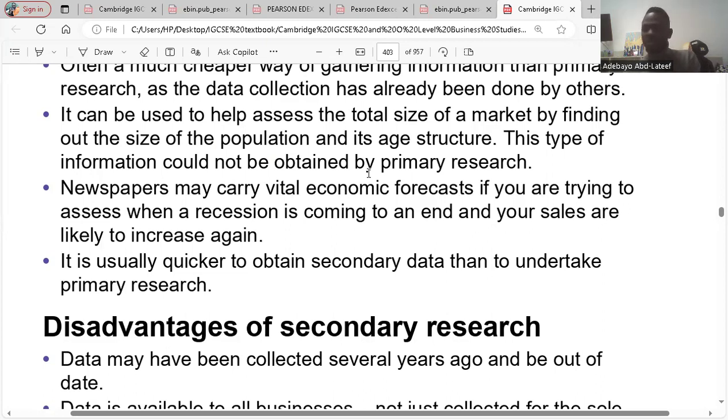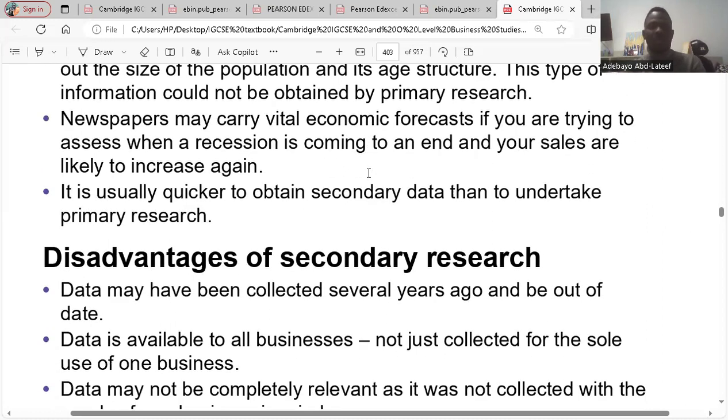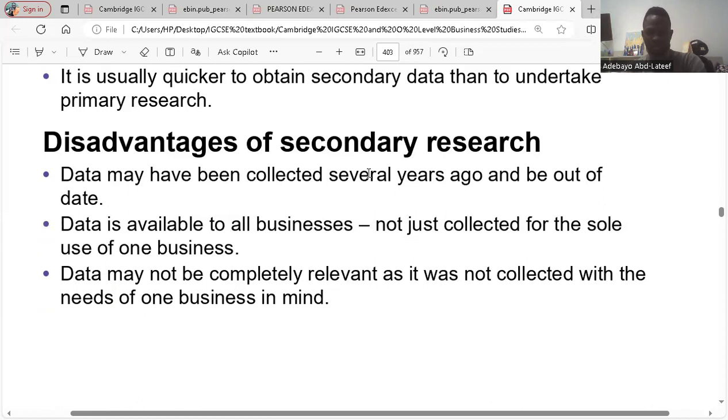So at this stage, it's always raining. Last year it was raining at this time. So if it's going to rain right now, I have to prepare myself because it's almost the same thing as last year. What are those things that they did last year? So based on that, you are ready for whatever situation might occur. You can't get this in primary research. It is usually quicker to obtain secondary data than to undertake primary research. It is faster, the information is ready-made. That is the point. Then what are the problems about secondary research?